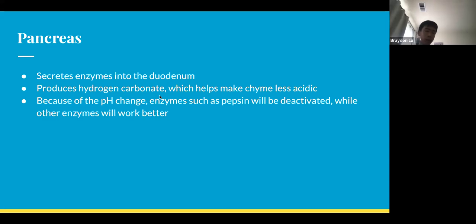There's also another accessory organ to the small intestine, the pancreas, which helps produce enzymes, and it secretes them into the duodenum. It also produces hydrogen carbonate, which helps to make chyme less acidic. And this is important because there's a lot of enzymes in chyme. Because of this pH change, enzymes such as pepsin will be deactivated, since pepsin only works at, I think, a pH of 3.5.